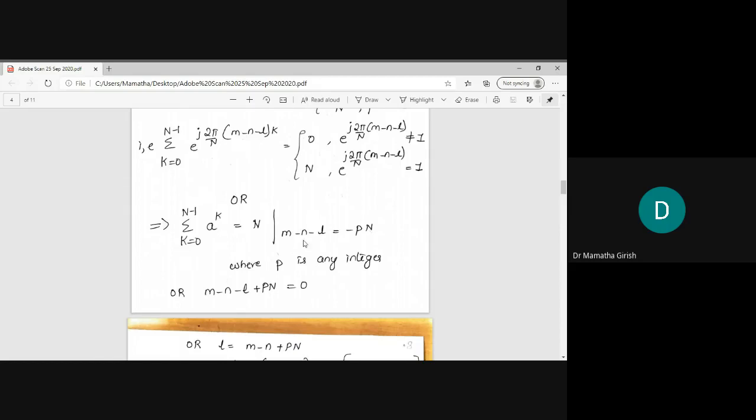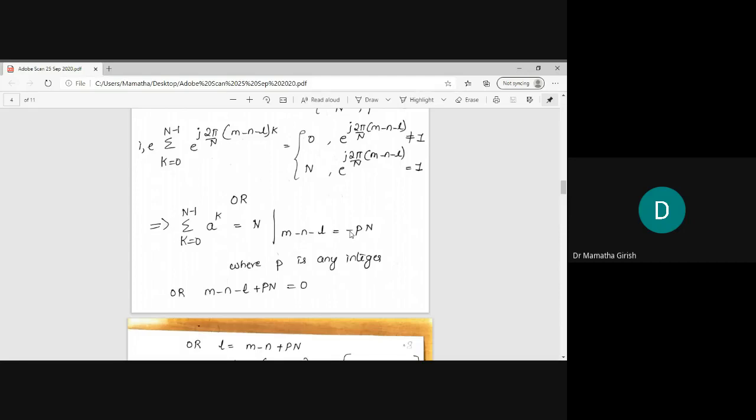If you ask me, madam, how did you get this equation? I try to recall that circular shifting operation, a mod b. What is a mod b equal to? A minus b multiplied by the value of p, where p is any integer. Accordingly, I'm taking this whole term as a and this term as b, and b is multiplied by this p, where p is any integer.